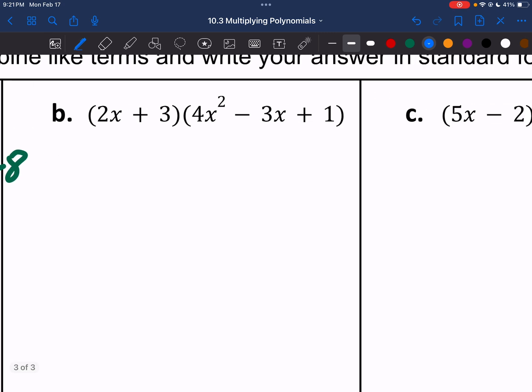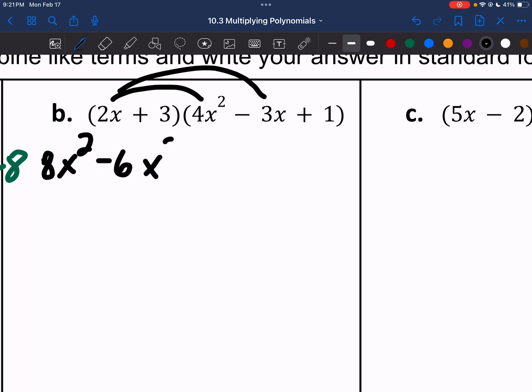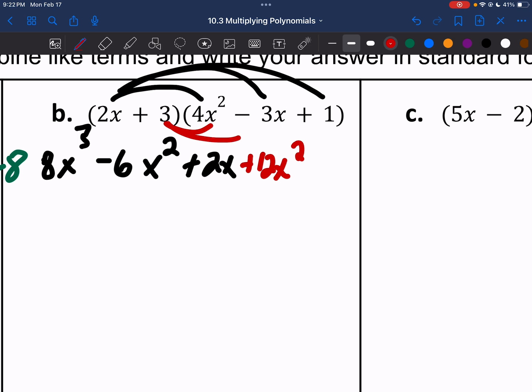All right, letter B. We're going to go through the exact same process. 2x times 4x squared is going to be 8x cubed. 2x times negative 3x is negative 6x squared. And then my third term is going to be plus 2x. 3 times 4x squared is plus 12x squared. 3 times negative 3x is minus 9x. And 3 times 1 is plus 3.